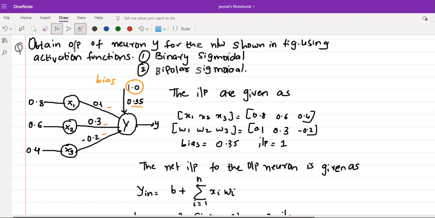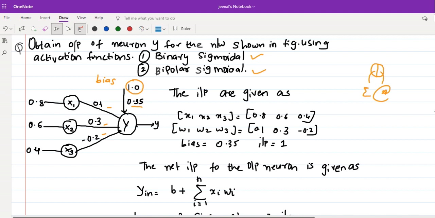So now we are being asked to obtain the output of this neuron Y. In any output neuron, there are two functions that happen. The first function is the summation of all the inputs, that is x1 w1, x2 w2 and x3 w3. And in the second part, we apply the activation functions. The activation functions that have been asked are binary sigmoidal and bipolar sigmoidal. So let us see how to solve this numerical.